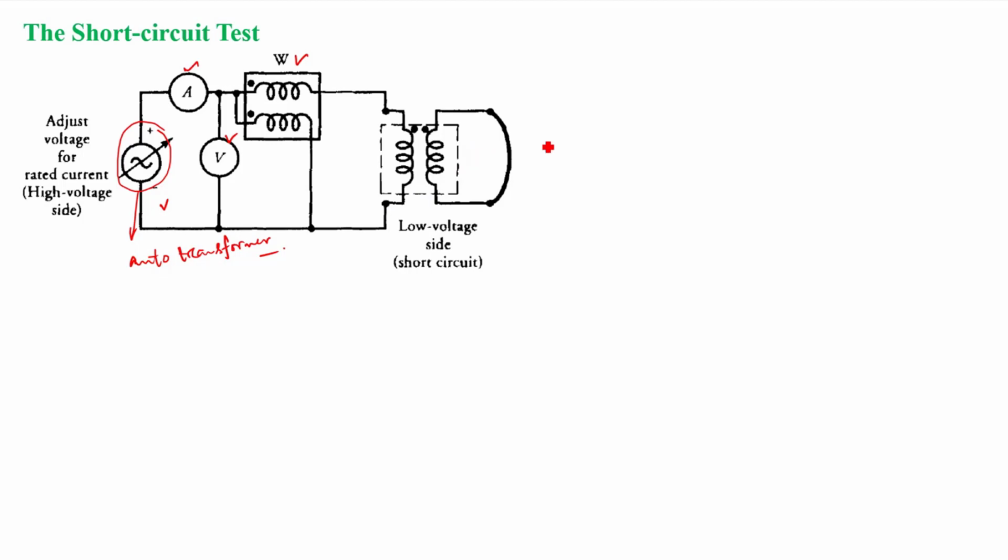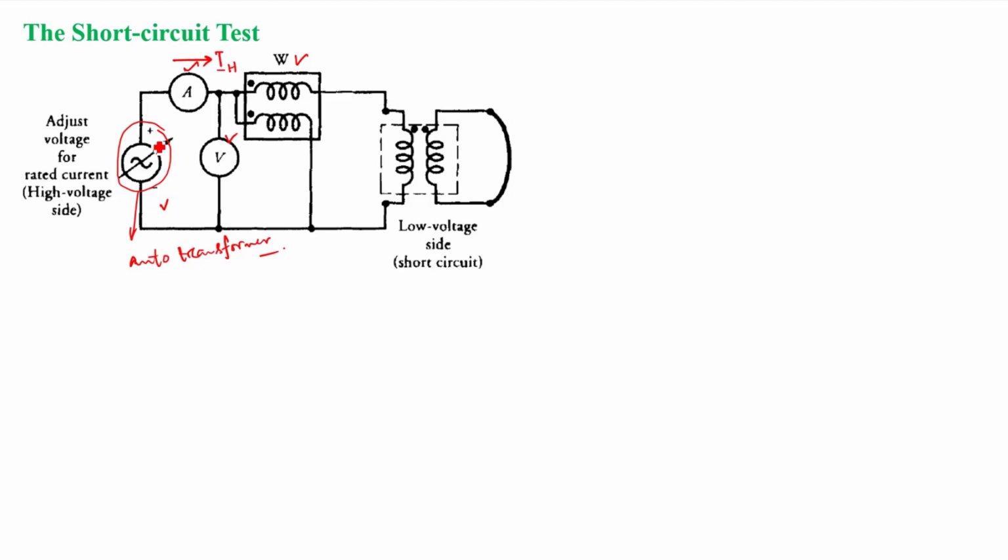So in the short circuit test, the procedure is that the low voltage side is shorted, and in the high voltage side we increase the voltage gradually from 0 up to the point where the ammeter reads the rated current at the high voltage side. Up to that point, this voltage will be increased. How much should we increase this voltage so that it gives the short circuit current? It will be very little voltage, around 6 to 10%, sometimes 6 to 12%, right?